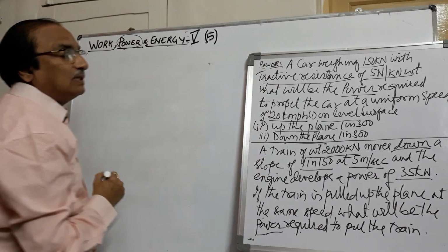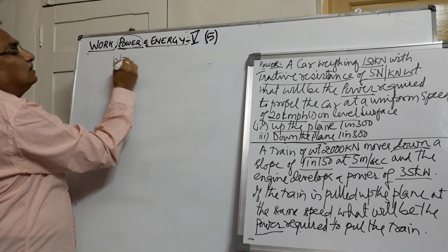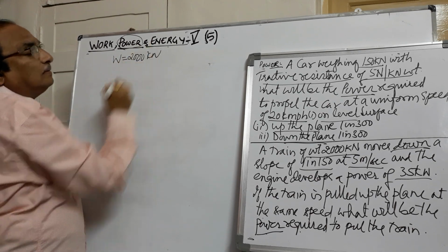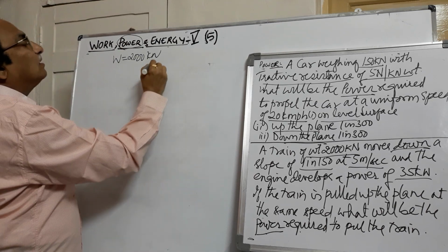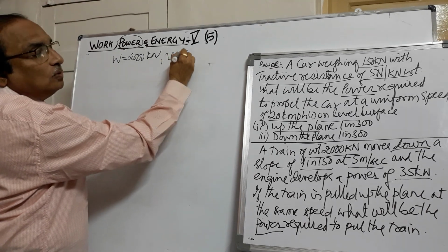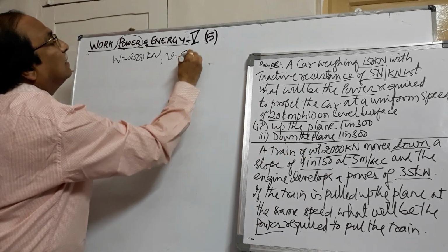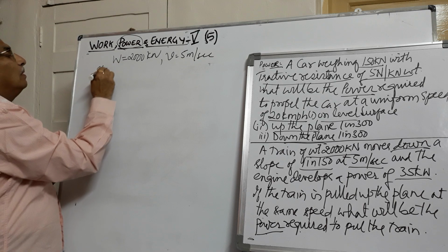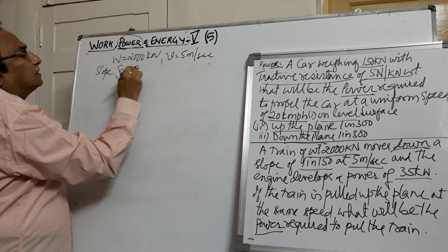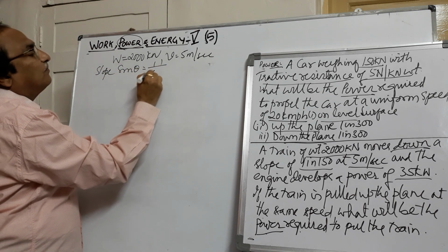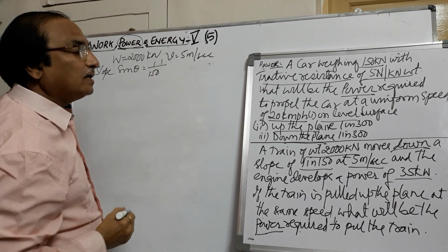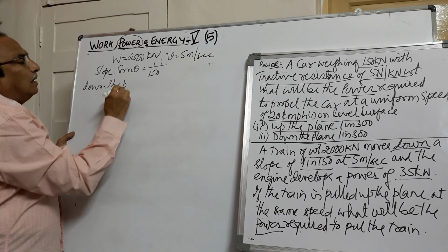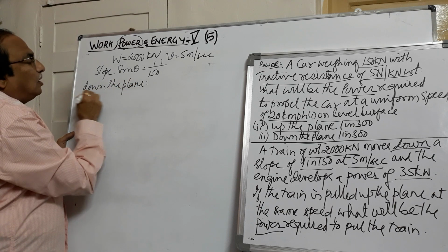So let us take the cases one by one. Here the data given to us is: weight of the train is 2000 kilonewton, the speed of the train is 5 meters per second, and it is having a slope sine theta equal to 1 by 150. So here the train is moving down the plane.